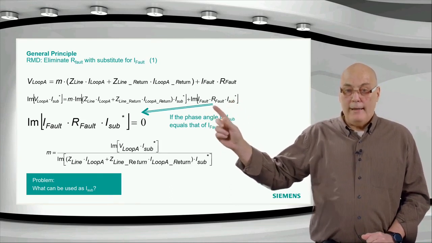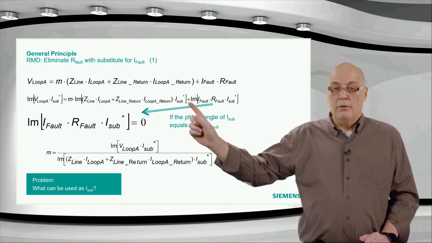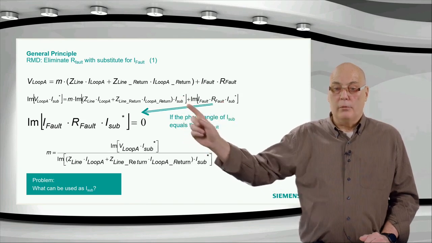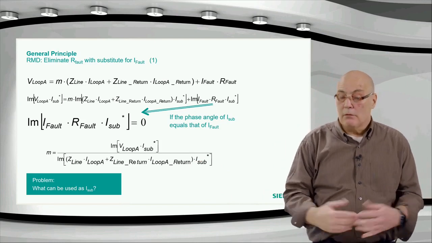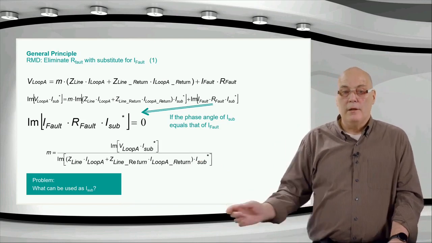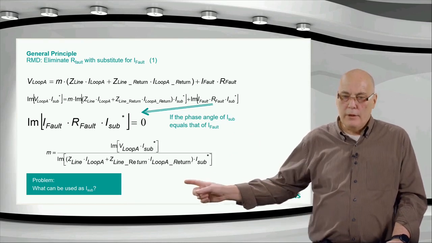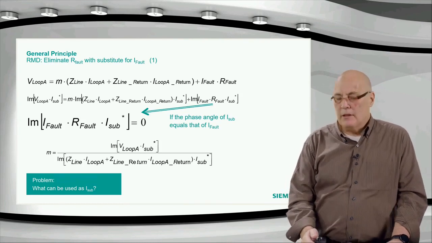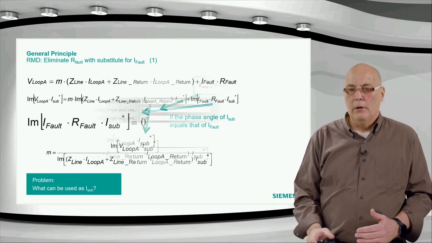So that technique then, if you solve what is left over here, if this is 0, you can see there's no more I fault and R fault in there. We can solve this part of the equation like this and derive M independent of the resistance. This is the so-called reactance method distance protection. There's some difficulty in defining I sub, okay, but it's explained in other presentations than the manual. I just have one slide showing here.